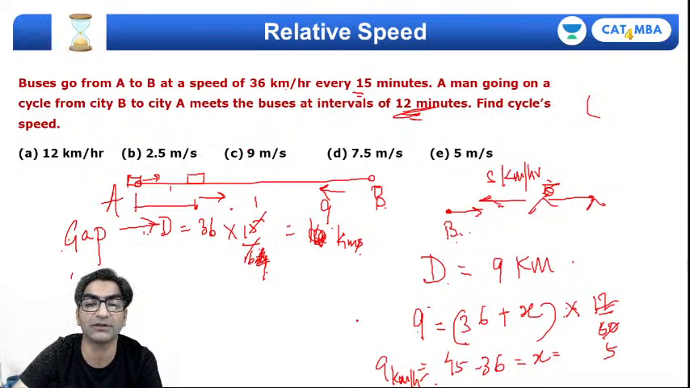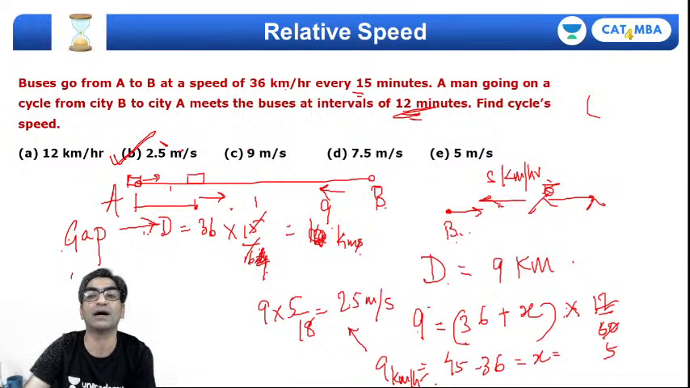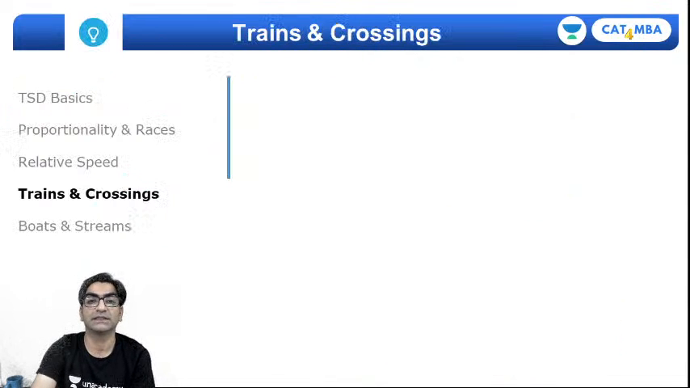9 meters per second. So convert kilometers per hour to meters per second by multiplying into 5/18. That's 2.5 meters per second. That's there in the option. That's option B. So there you go. Mark that and be done with this problem. Okay, so that was relative speed.